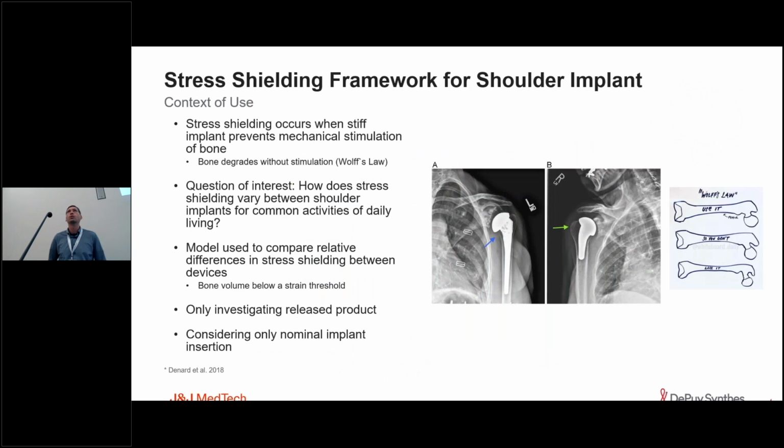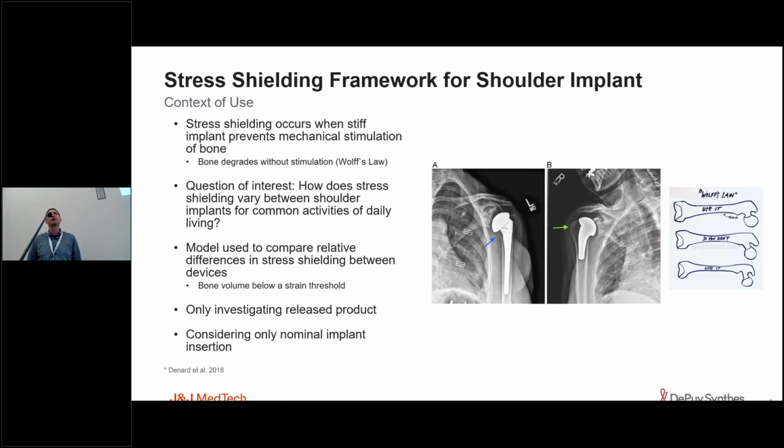I'm going to go into one specific example here from a project I recently worked on. So this is stress shielding in a shoulder implant. Historically, I've worked on trauma products, but more recently I've been working in the joint space as well as the spine space. But marketing had a question to look at stress shielding in bone for two different implants. When bone is not mechanically stimulated, it degrades. It's kind of a use it or lose it situation. You can see in the images proximally in that bone, you have a lot of bone degradation resulting from the stiff implant not allowing the bone to be mechanically stimulated.